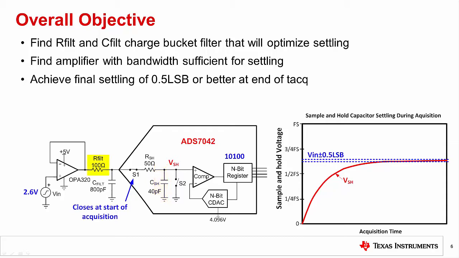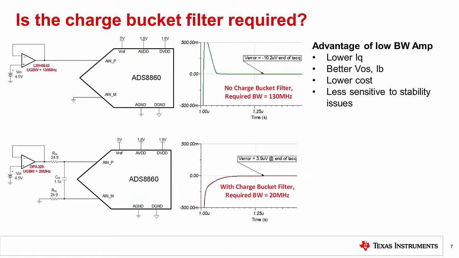This resistor helps maintain stability on the amplifier as it cannot directly drive the charge bucket capacitor. The charge bucket capacitor will get the sample and hold voltage close to the final target shortly after the switch is closed. The amplifier needs sufficient bandwidth to complete the settling to less than 1/2 LSB by the end of T acquisition. It is possible to directly drive a SAR converter without the RC charge bucket circuit, so why don't we just omit this circuit?